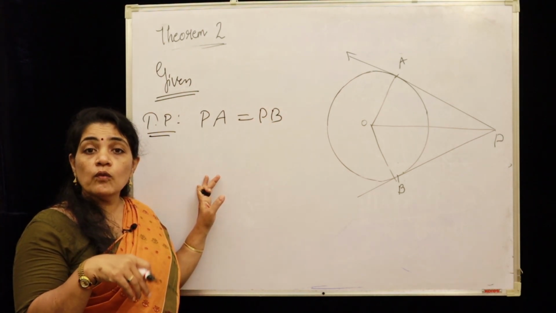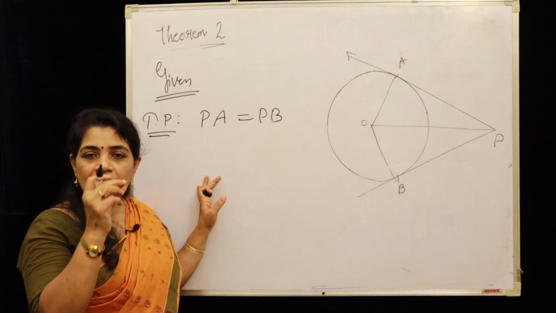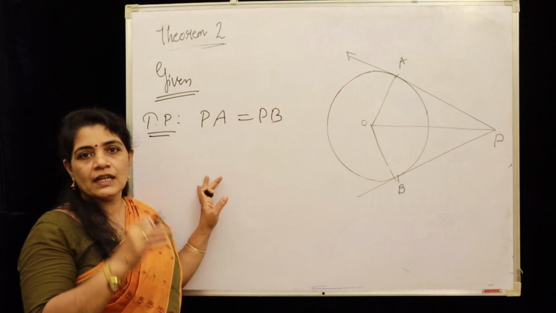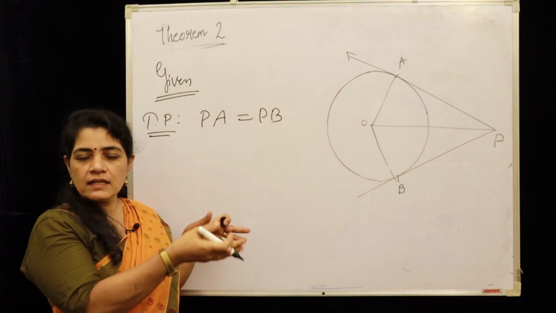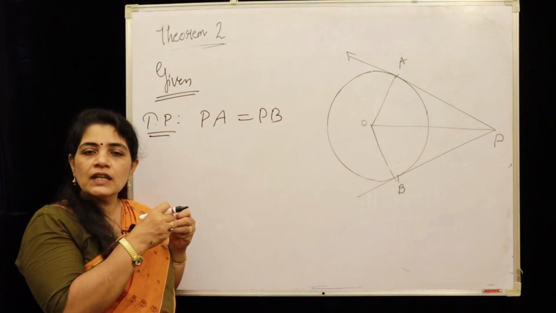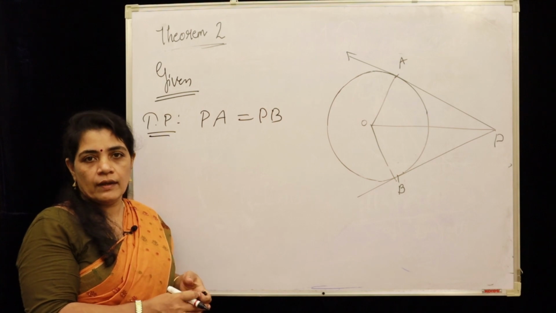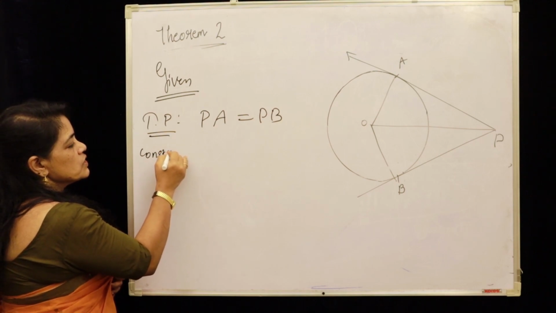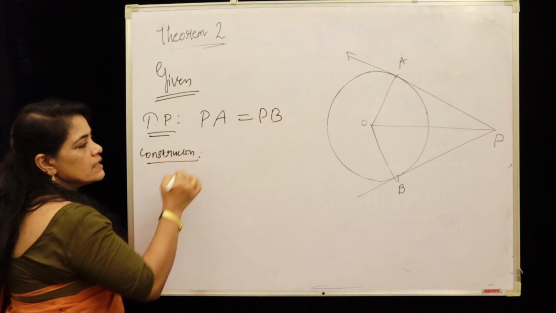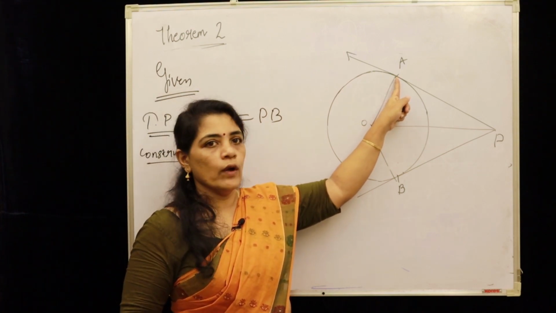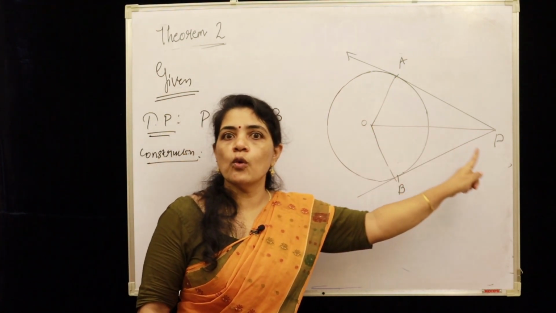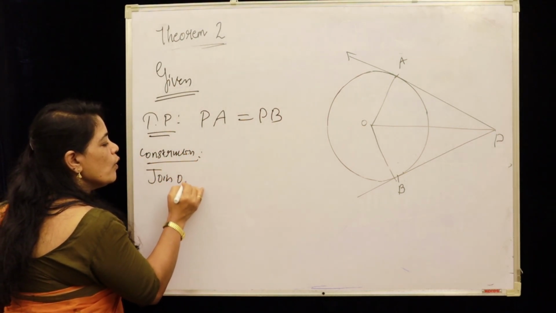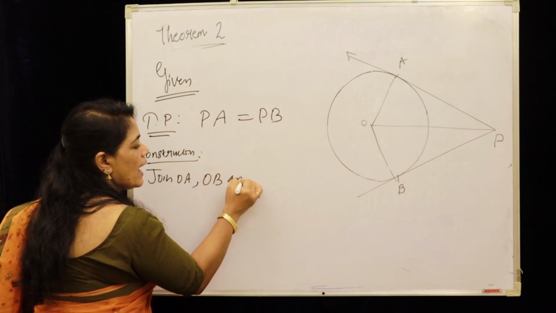In the previous video I told what the length of a tangent is: the length of the line segment from the point on the circle to the external point, that is PA. Here that is PA and the second tangent is PB, and we are going to show that these two tangents are equal. And for that, what is the construction? In the construction you have to join OA, OB and OP. Understood? So join OA, OB and OP.